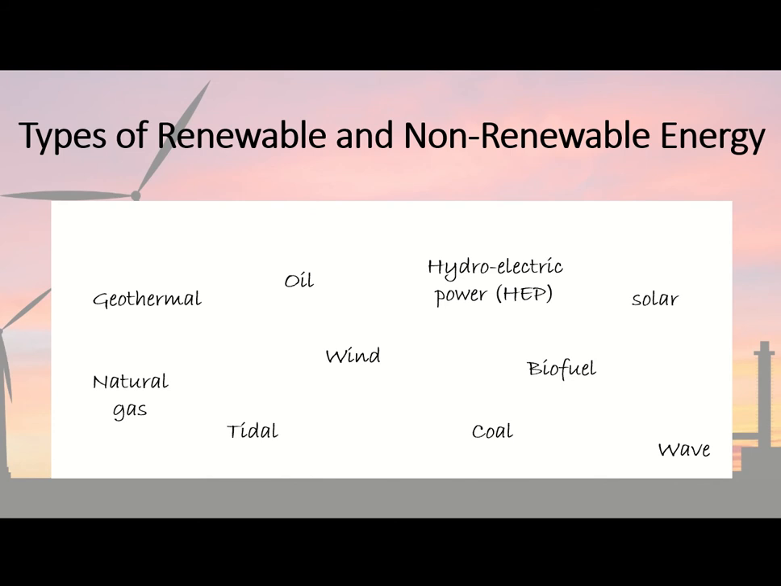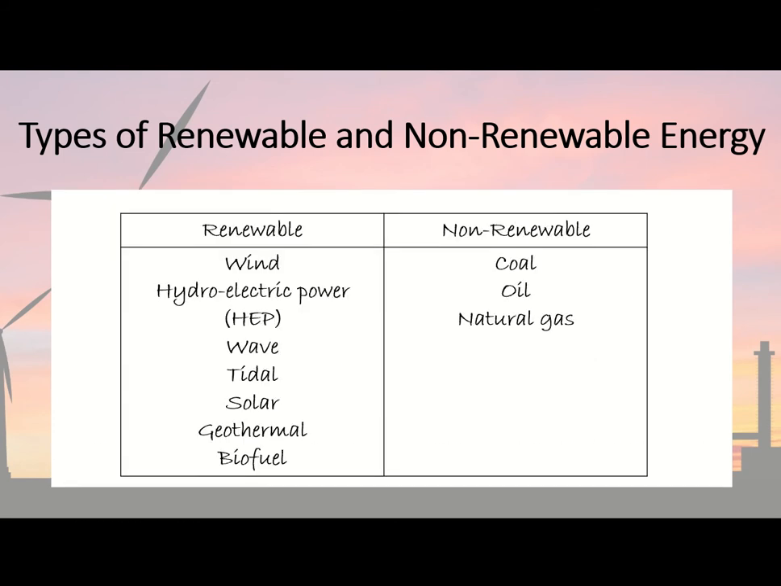So, how did you do? Well, let's have a little look. On the renewable side, you should have written wind, hydroelectric power, wave, tidal, solar, geothermal, and biofuel. And on the non-renewable side, you just wanted 3: coal, oil, natural gas.